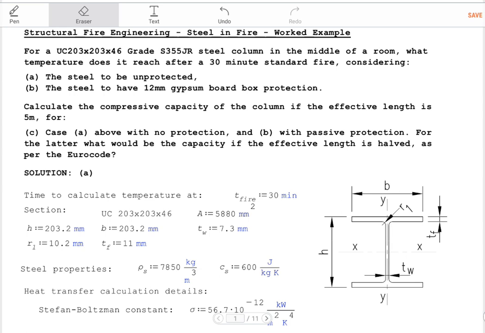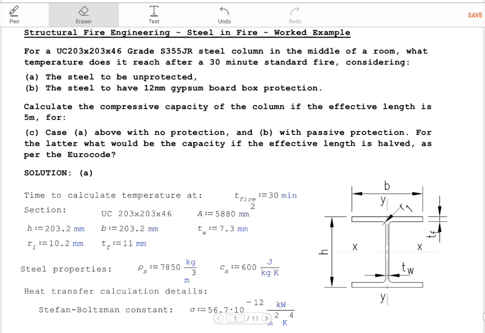We're going to be looking at a worked example now of an unprotected and a protected steel column in fire. So to start off with the question, and just with going through these calculations below, make sure you have a copy of the calculations that you can follow. Normally I write out the solutions, but this is a very long calc, so it's much easier just to have the written copy with you.